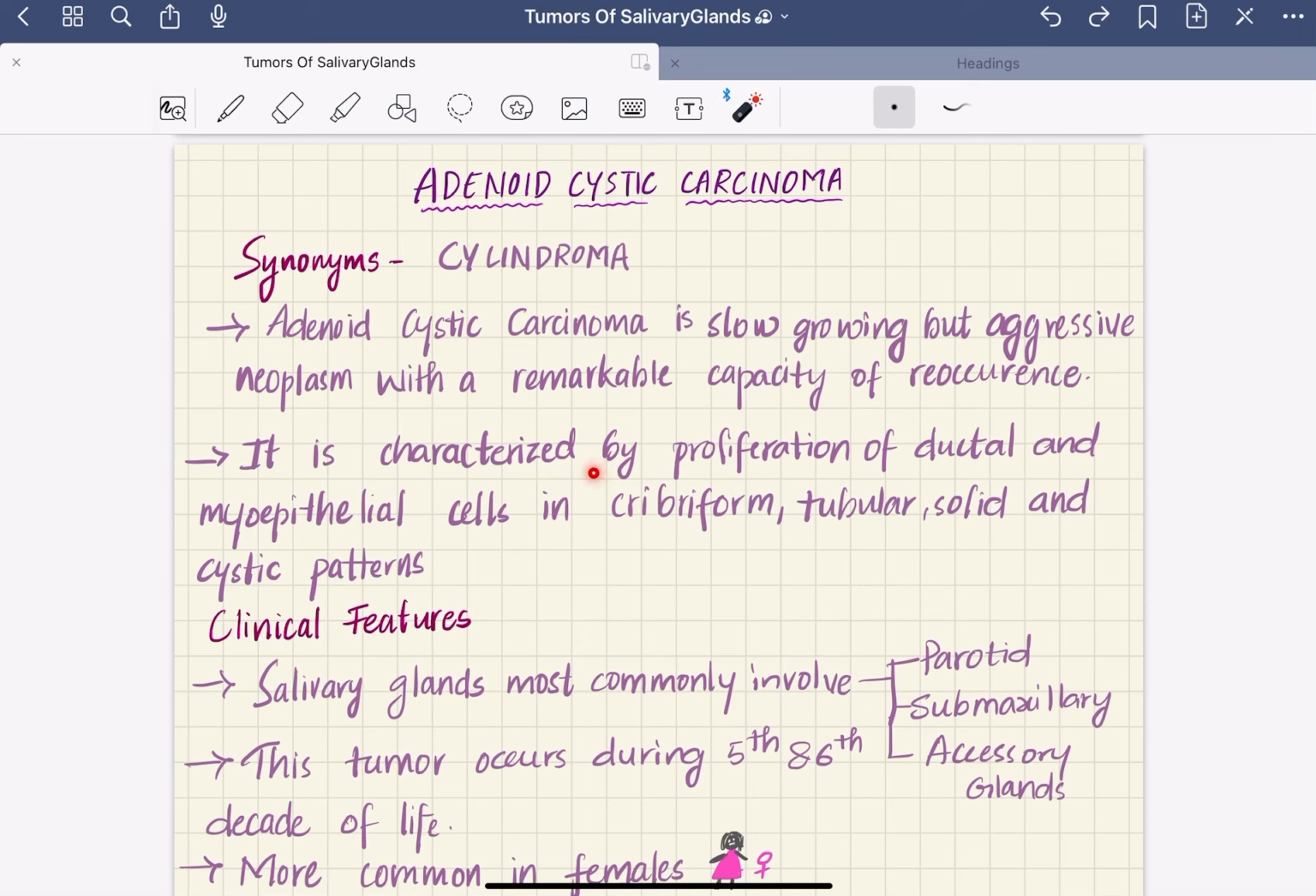It is characterized by proliferation of ductal and myoepithelial cells in cribriform, tubular, solid, and cystic patterns. So, adenoid cystic carcinoma is a slowly growing neoplasm. It is also an aggressive neoplasm with remarkable capacity for recurrence. And it is characterized by proliferation of ductal and myoepithelial cells in cribriform, tubular, solid, and cystic patterns.